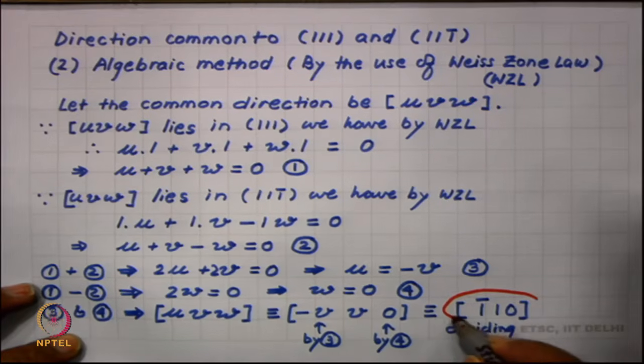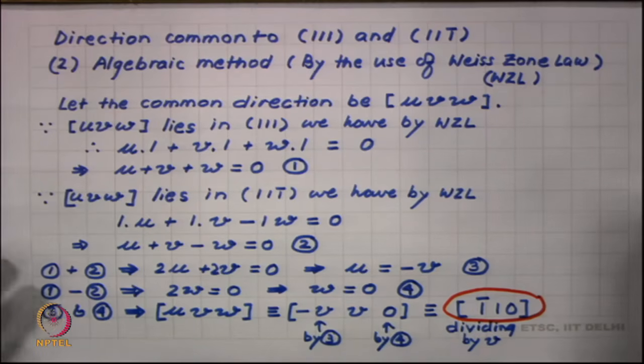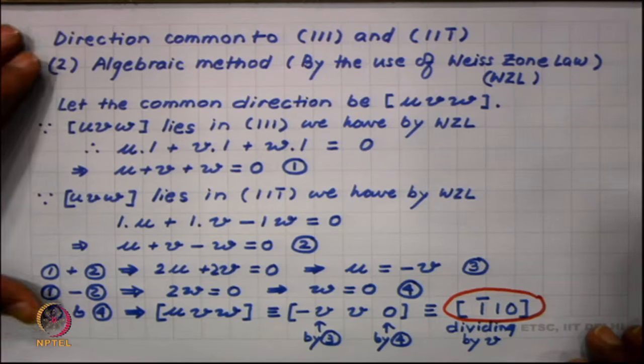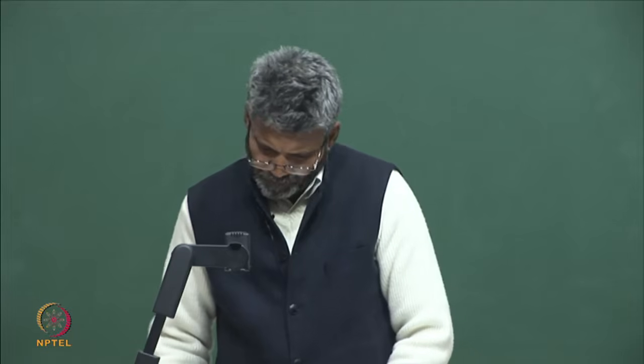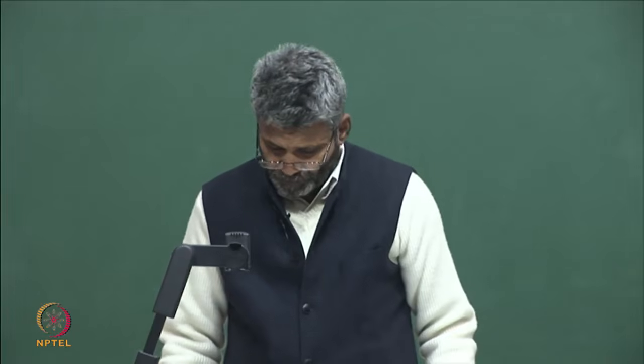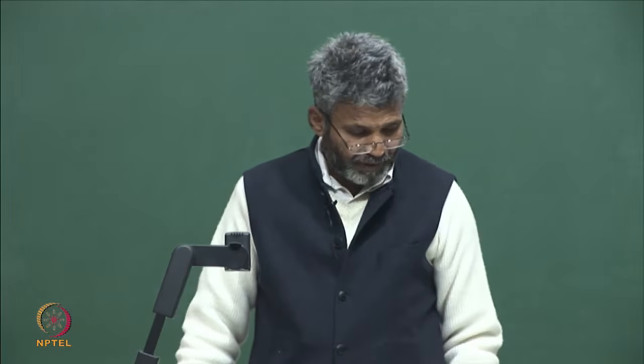So, you can see that you have got now the same Miller indices bar 1 1 0 as you had got by the method of drawing, by the geometrical method. But here you did not have to draw, just use algebra and the Weiss Zone law, and you will be able to find the answer. And of course, the two answers should match. If you have applied the methods correctly, you will get the same answer.